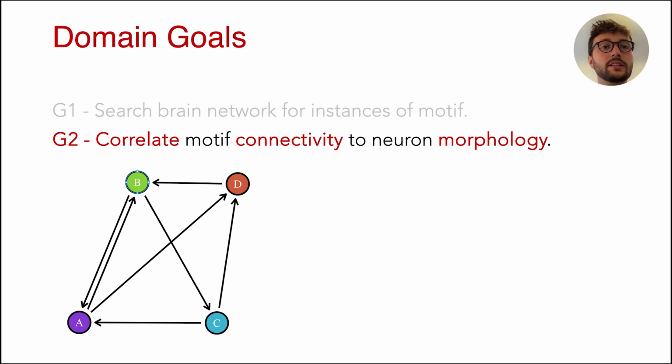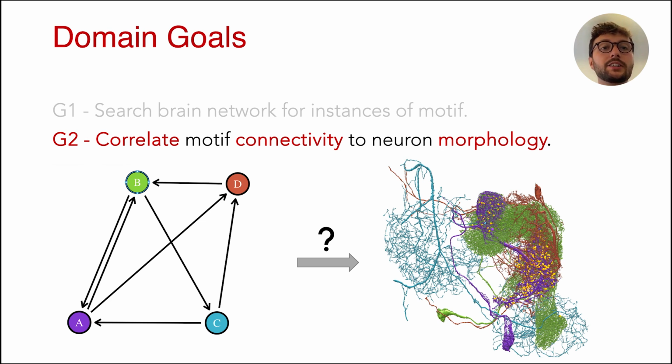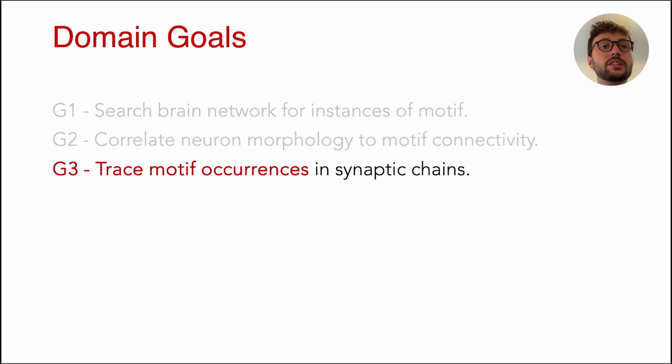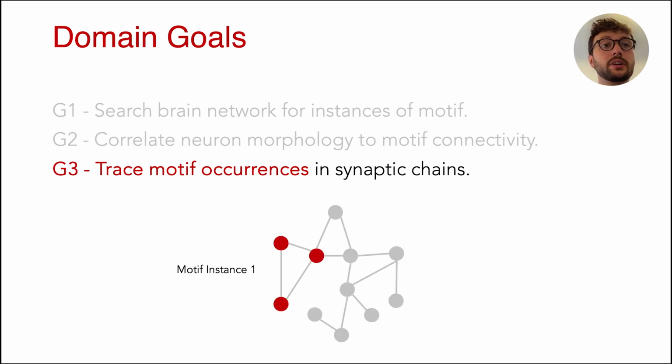Second, they need to correlate the motif connectivity with the neuron's morphology. Clearly understanding how the motif connectivity is embedded in the 3D structure of neurons is crucial to understand the function of neuronal circuits. Third, they need to understand the spatial relationships and interconnections between different motif instances. For example, in this network, 3 triangular motifs are arranged in a grid-like structure. A better understanding of such details helps to study the flow of information through a neural network.